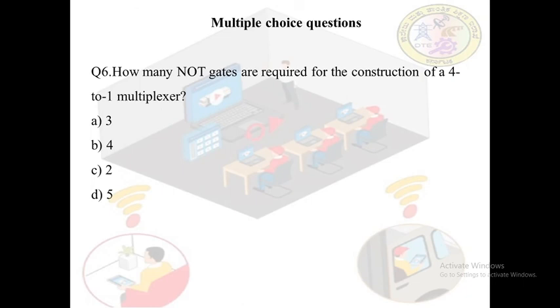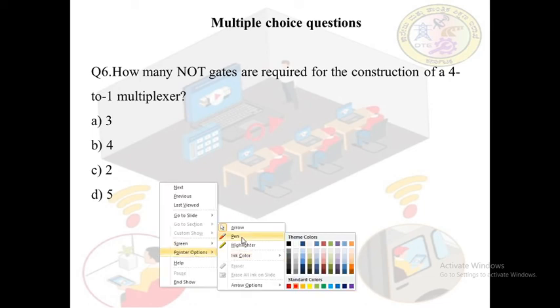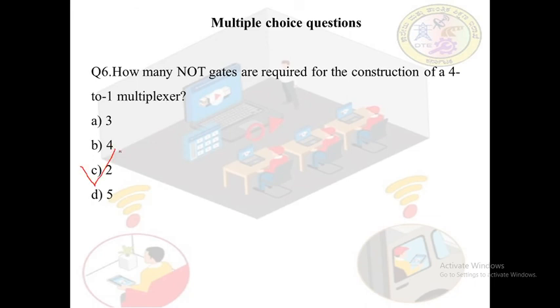Sixth question, how many NOT gates are required for the construction of a 4:1 multiplexer? We have seen the logic diagram, we have understood the number of NOT gates required is 2, whereas AND gates required is 4, and OR gates required is 1. Two NOT gates are required in order to complement the select lines. Option C is the right answer.